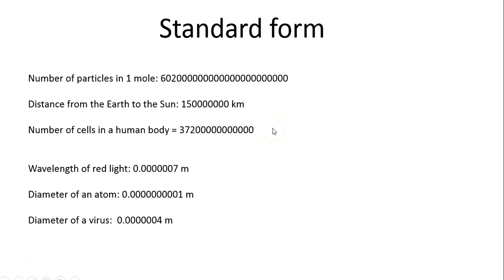On the flip side, we have lots of small numbers. For example, the wavelength of red light is a very small number. The diameter of an atom is an extremely small number, and so is the diameter of a virus. So how can we write these numbers without having to think about how many zeros there are, or look at these numbers and think, is that the right number of zeros? Well, we use the powers of 10.